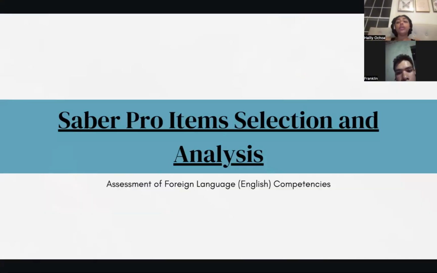Now we're going to start with the next part, the Saber Pro item selections. So in this part, we can visualize the cognitive leap. While Saber 11 targets A1 and A2 levels, Saber Pro challenges students with B1 and B2 proficiency. We see a clear progression from simple situational recognition to the inferential analysis of complex academic discourses.